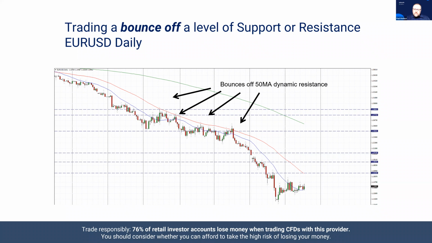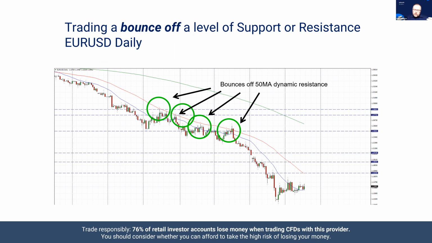And actually what we see is, you can see here, let's get the old drawing tool up, that as price is in that downtrend, as price pulls back, it keeps bouncing off either levels of support resistance or, in this particular case, the 50-period moving average, the red, which is known as dynamic resistance. You can see it happens there 2, 3, 4, 5 times, okay?